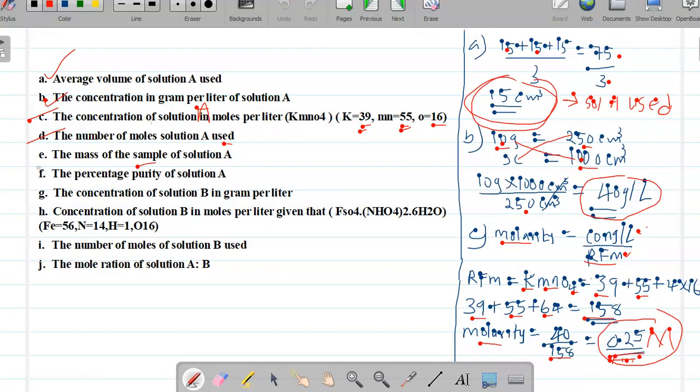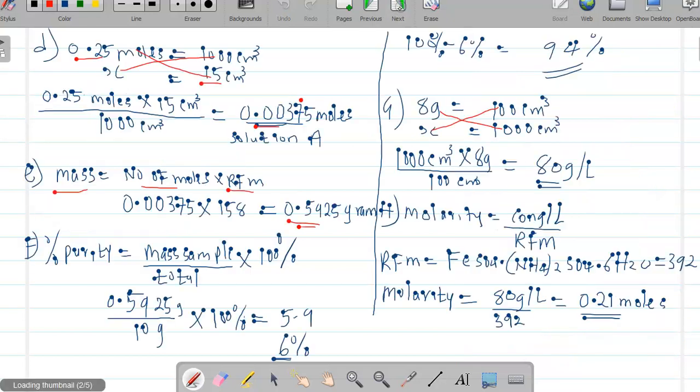Okay, next question is asking the percentage purity of solution A. How do you calculate percentage purity? Percentage purity is equal to mass of the sample divided by the total mass times 100%. So the mass of the sample, we have obtained it right now. This is the mass of the sample.